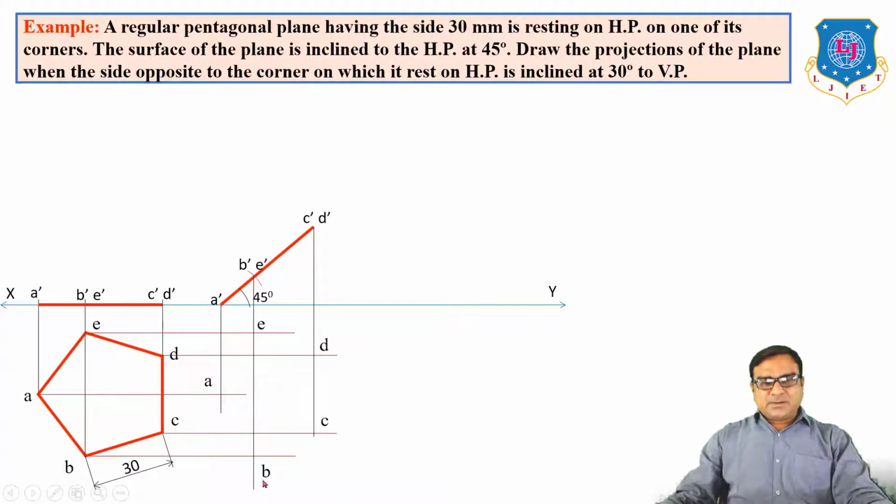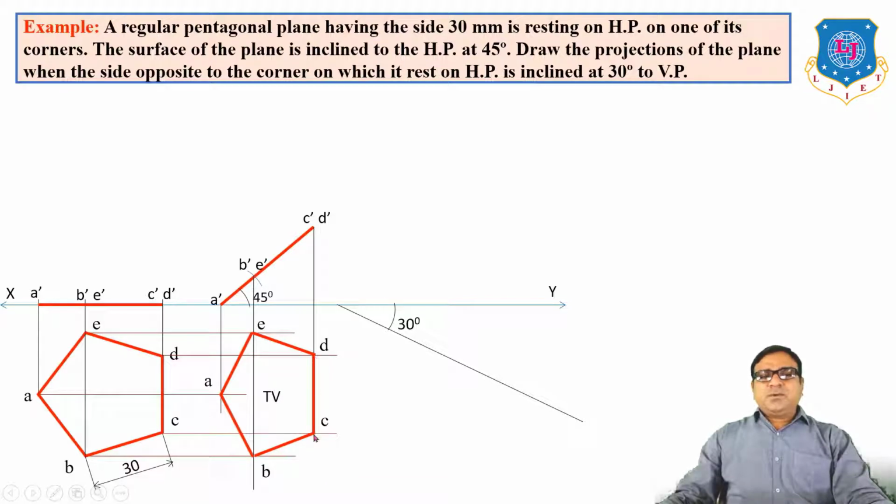Similarly, from B dash a vertical line and the horizontal from B is small b, vertical from C dash D dash and horizontal from C and D gives C and D, and last E. So join the points with straight lines, you will get the top view. Now in this top view, only one side CD will be true length 30 mm and all the remaining sides will be reduced.